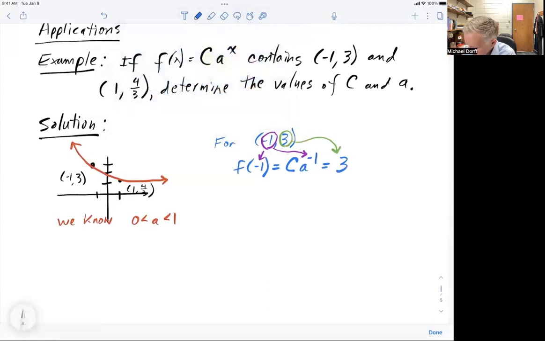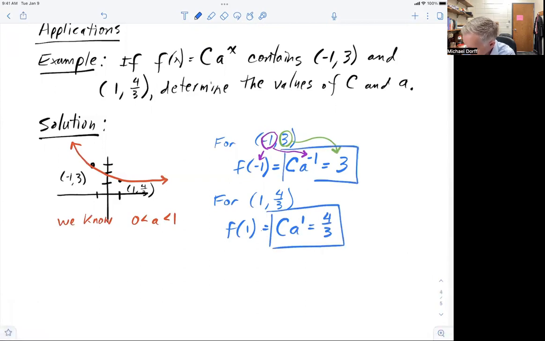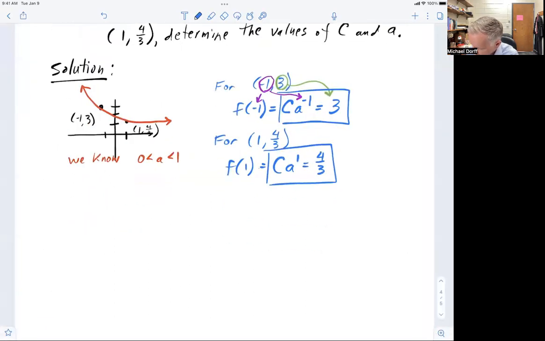I can do that for the other point, for the point (1, 4/3). Then I get f(1) = C A^1, and that's supposed to equal 4/3. So I've got these two equations here. Let me rewrite them down here. I have C A^(-1) = 3, and I have C A^1 = 4/3.